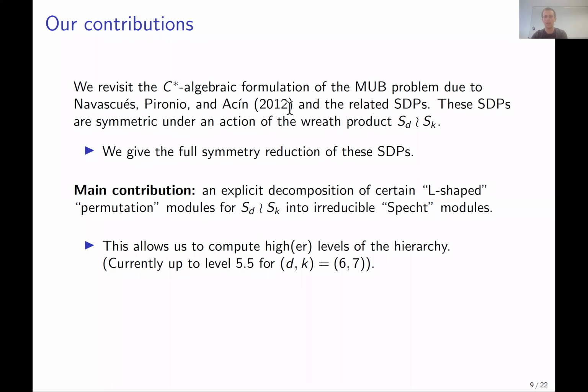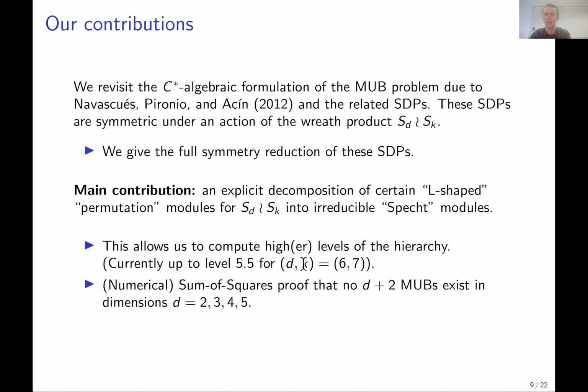So in fact, their 2012 article is actually a chapter in the handbook of polynomial optimization, and they said that they tried to compute levels of the hierarchy, but they couldn't really get very far. So we managed to go a bit further.